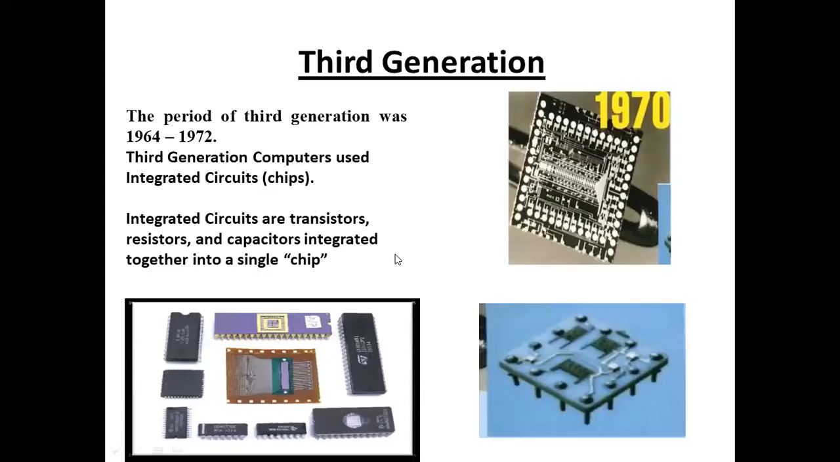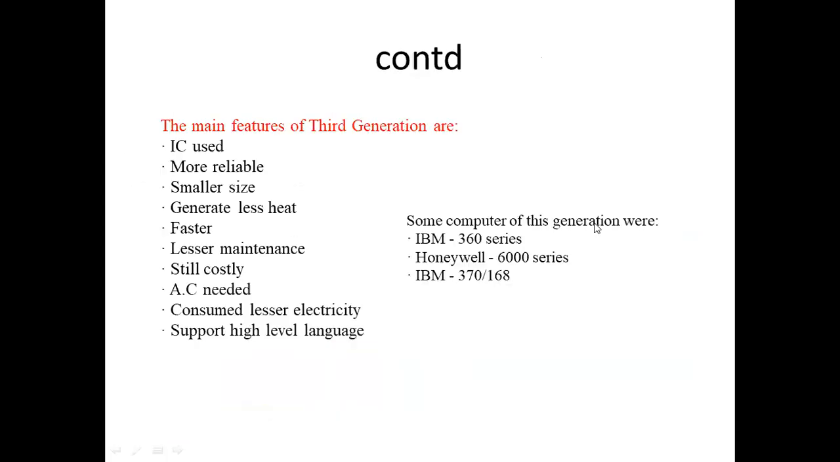This is the third generation computer. Third generation computer time period 1964 to 1972, and they follow IC chips, that is called integrated chips. These are the chips. This is chip 1, this is the second diagram of a chip, and these all are chips. And these chips have transistors, resistors, capacitors. They all are integrated into a single chip. It means this chip has transistors, resistors, and capacitors, but all are on a single chip. These are the third generation computers.